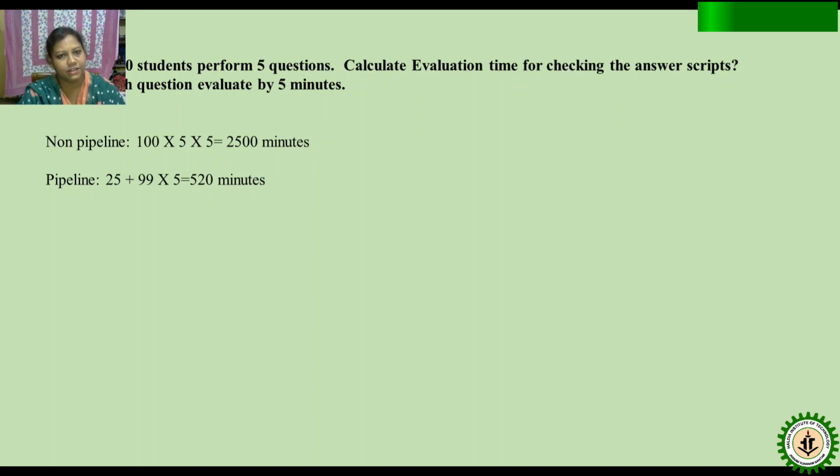So 5 minutes are required for one question. There are 5 questions, so simple mathematics, 5 into 5, 25 minutes, and there are 100 students, so 100 exam papers, 100 into 25, that is 2500. Now in the pipeline structure, what happens? First, suppose there are 5 evaluators, meaning 5 experts. Question number 1, expert 1; question number 2, expert 2; in this way 3, 4, 5. Each expert or evaluator is specialized in one particular question.